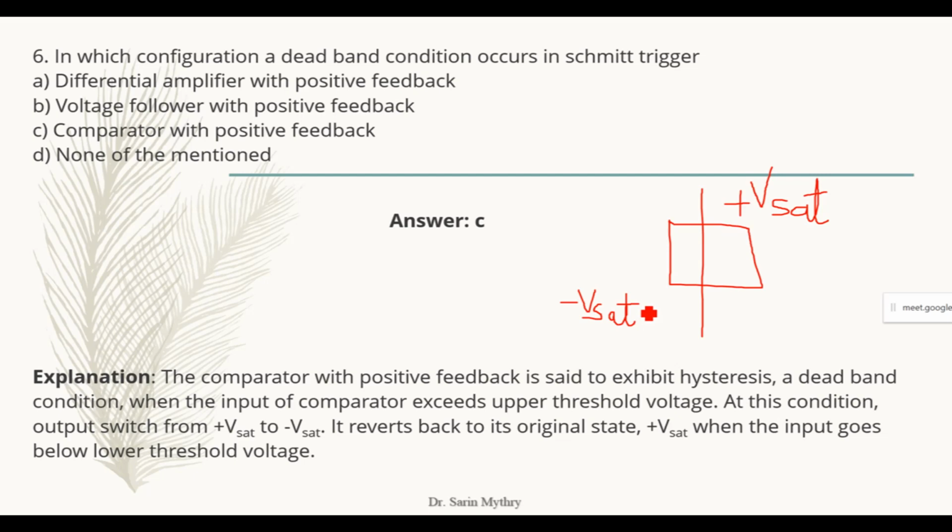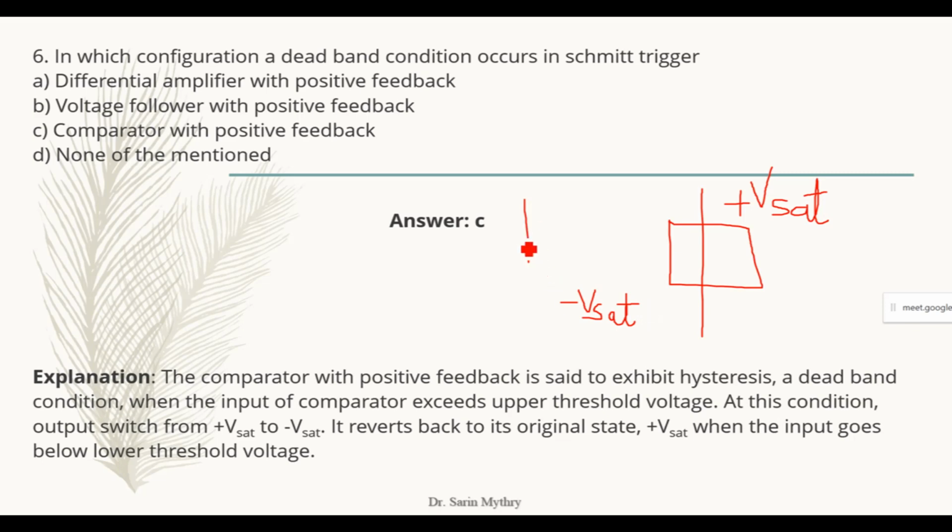The comparator with positive feedback is said to exhibit hysteresis, a dead band condition, when the input of the comparator exceeds the upper threshold voltage. Whenever the input exceeds the upper threshold voltage, the comparison takes place and you get an output with respect to the corresponding input. At this condition, the output switches from positive VSAT to negative VSAT. That's what we studied in the previous class.